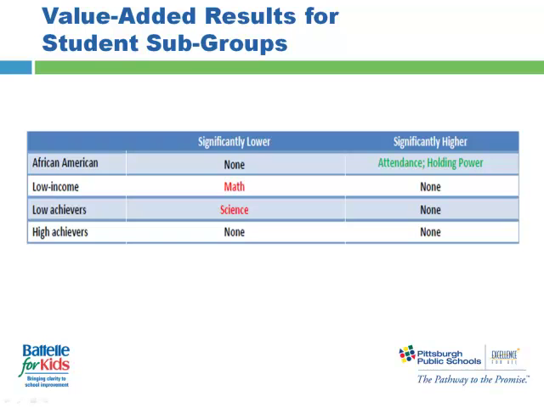The impact of this school on low-income students in math is significantly lower than all other students in the school. The impact of this school on low-achieving students in science is significantly lower than other students in the school. And last, the impact of this school on high-achieving students is not significantly higher or lower than other students in the school.